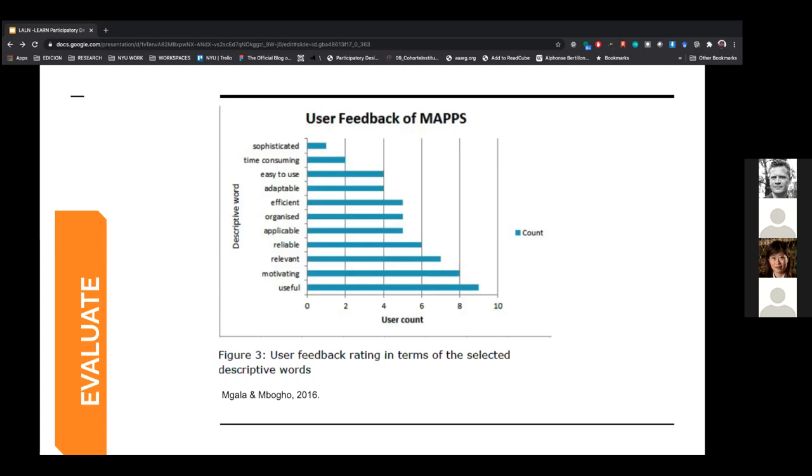A lot of people found it useful, motivating, not very sophisticated, not very time consuming, pretty good on the easy to use and adaptable. So it allows you to have a quantified component on something that tends to be more on the qualitative side. The interview becomes also a survey, so to speak.